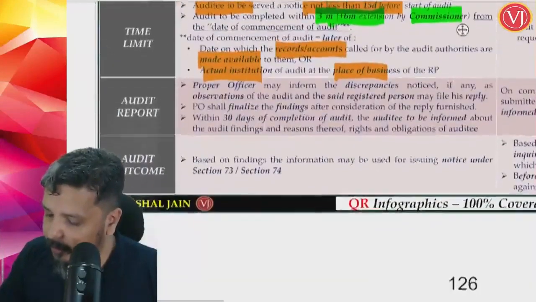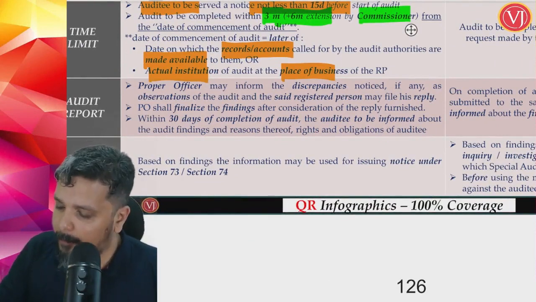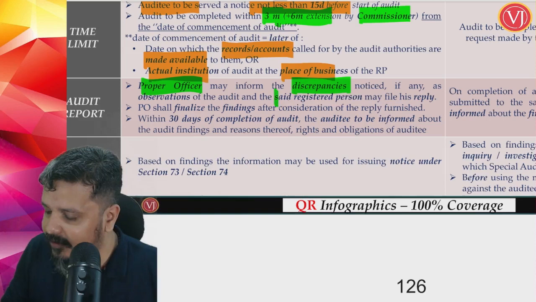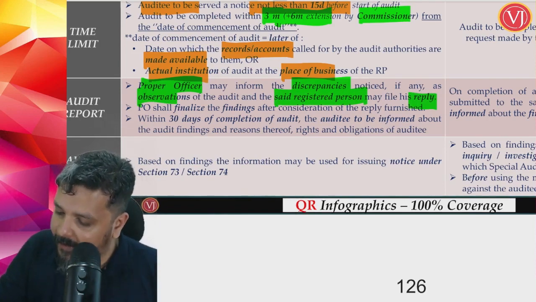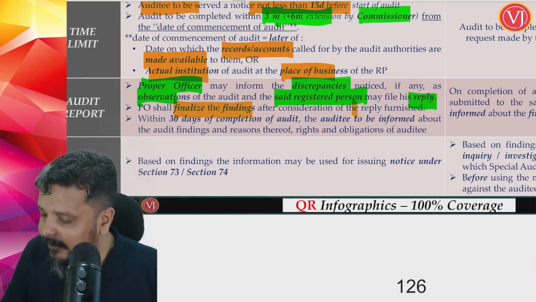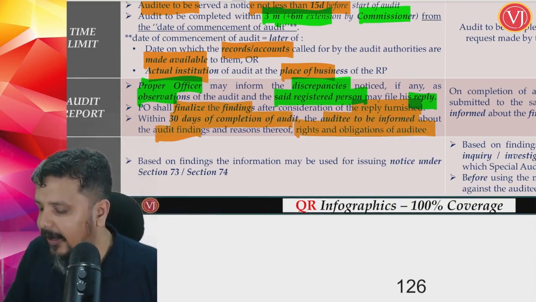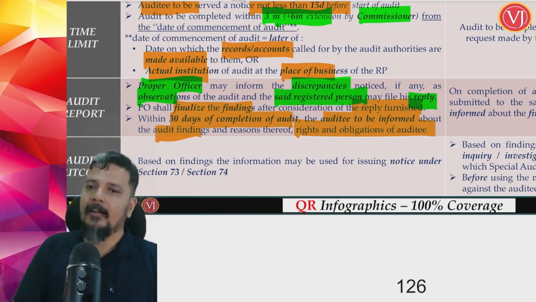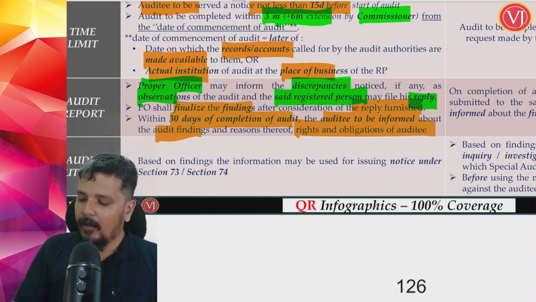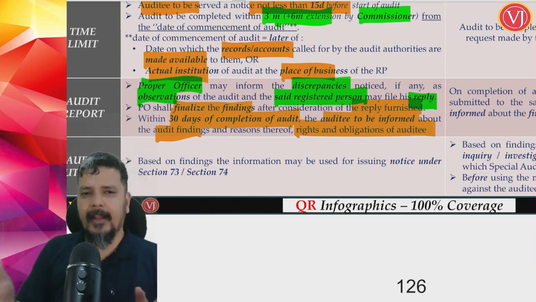So when you talk about the audit report, general audit, section 65 audit is a friendly audit. Proper officer will share all the discrepancies with the registered person and ask for his reply. He'll tell that these are my observations, please reply. Final audit report will be done after the reply is given. Within 30 days of completion of audit, the auditee will be informed about the findings and what actions he can take. So first there will be a draft audit report, then a reply by the registered person, then the final audit report. Everything should happen within 30 days: draft audit report, reply and final audit report.